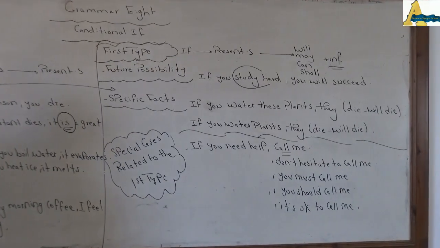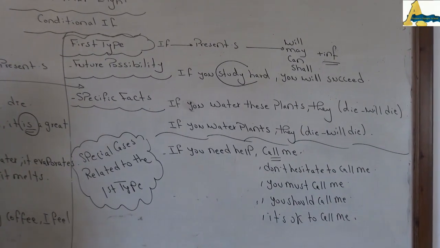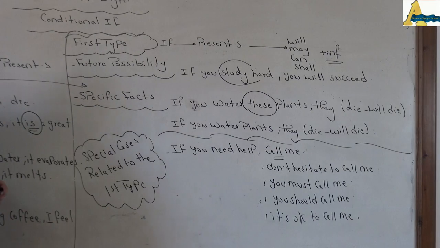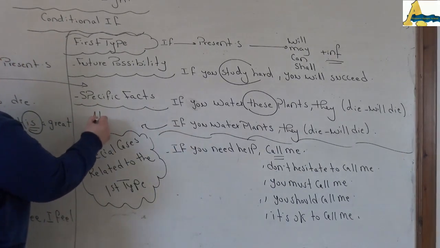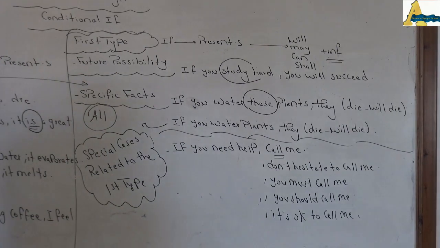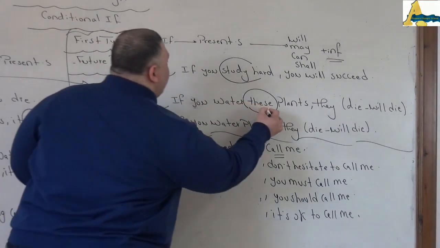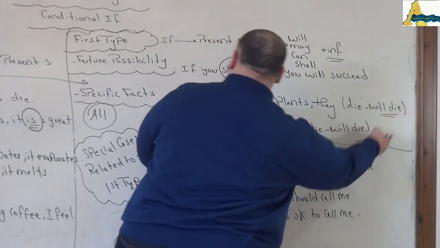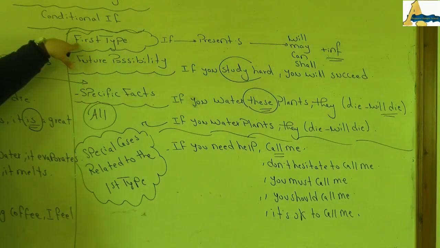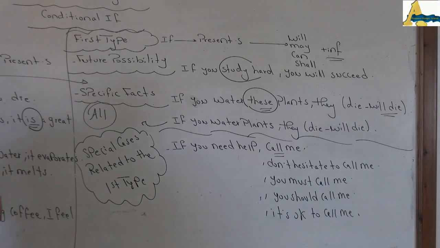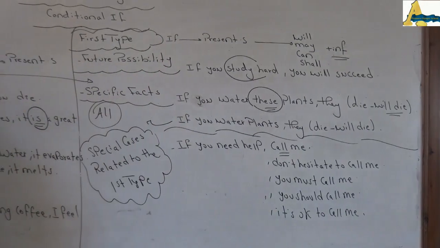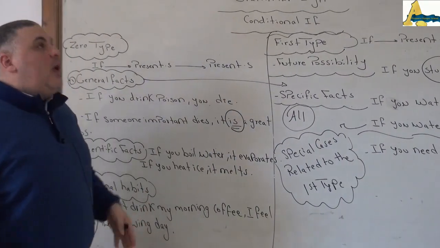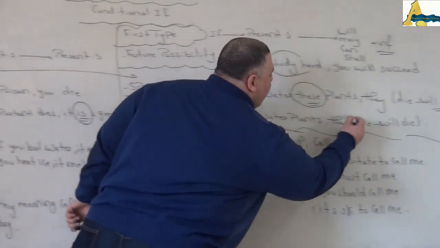Have a look at these two sentences, please. If you water these plants, and if you water plants, take care that we have the word these. So if I say if you water plants, I'm talking about all the plants generally. But when I say if you water these plants, I'm talking about something specific. So if you water these plants, right, they will die. Because this is a specific fact related to the first type. Okay? But when I say, for example, if you water plants generally, we came back to the idea of what? Of the rule or of the general fact. And in that case we say, if you water plants, any kind of plants, general fact, they die.